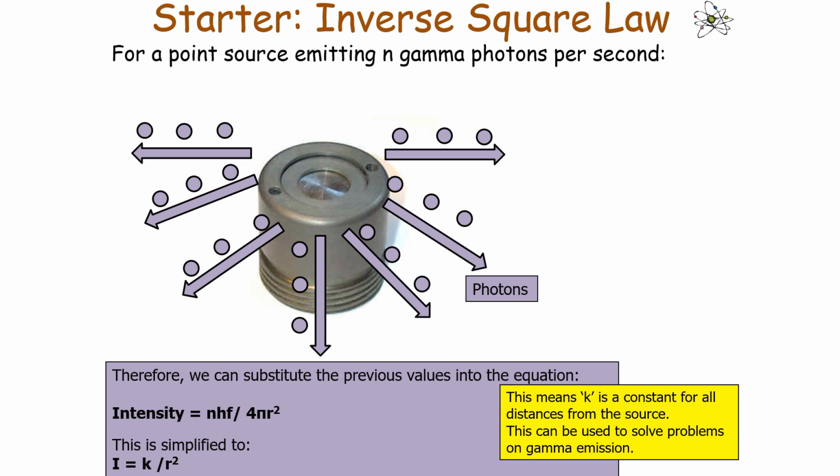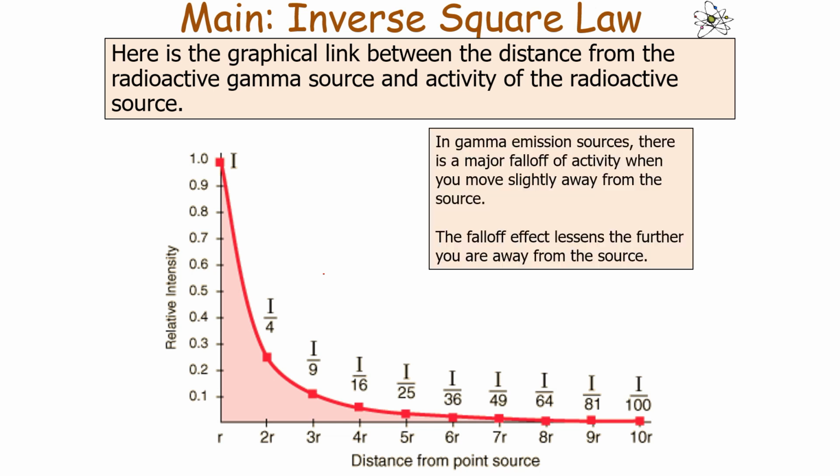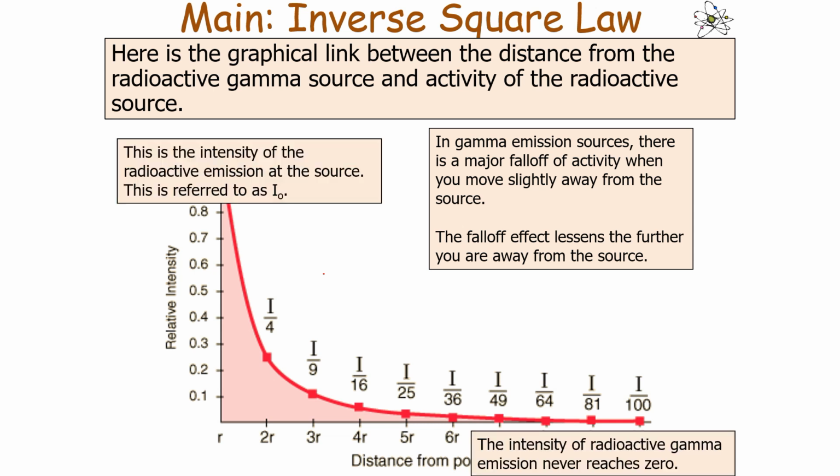Now obviously you'll have worked out that we're assuming that there's a constant activity from the source as it's taking place. So here is the graphical link between the distance from the radioactive gamma source and the activity of the radioactive source. In gamma emission sources, there's a major fall-off of activity when you move slightly away from the source, and the fall-off effect lessens the further you are away from the source. So this is the intensity of the radioactive emission of the source at the y-intercept, which is referred to as I0, and like we said before, the intensity of radioactive gamma emission never reaches 0.